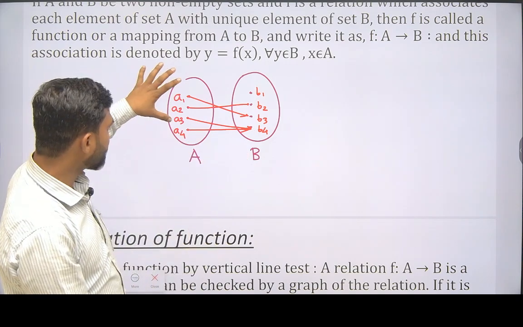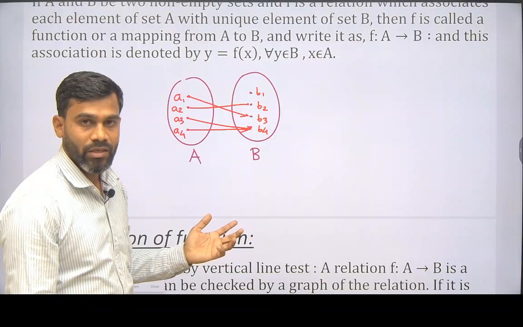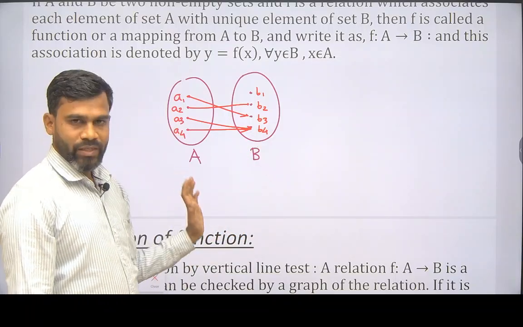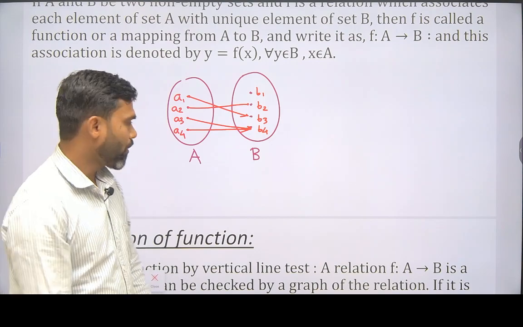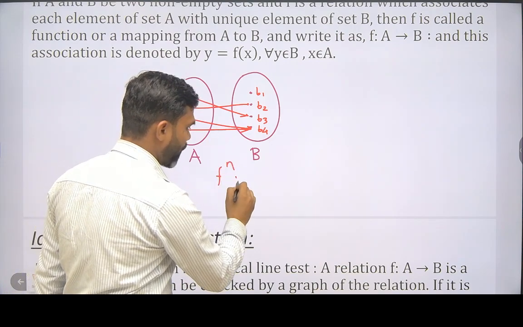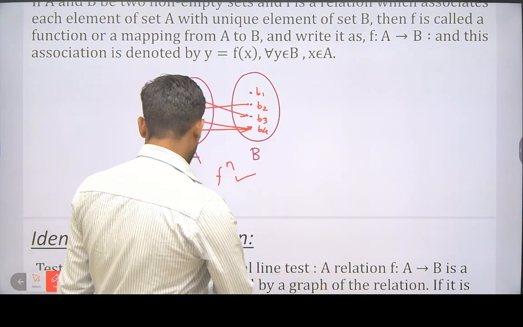So we don't see any violation of the condition. All the elements of set A are mapped with exactly one element of set B. Understood? Okay. So this is a function. No problem, right? Let me draw another diagram.